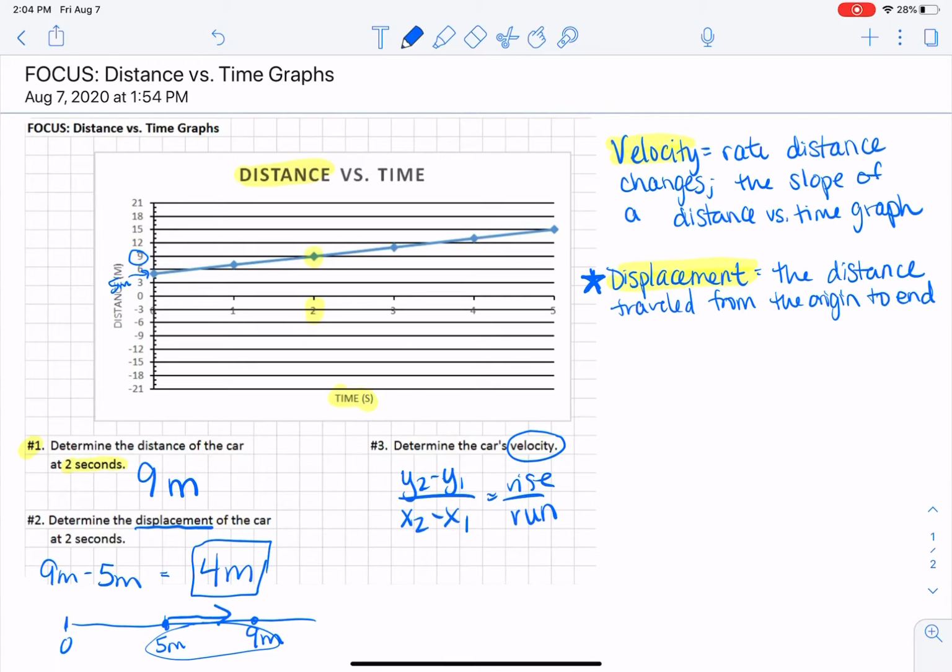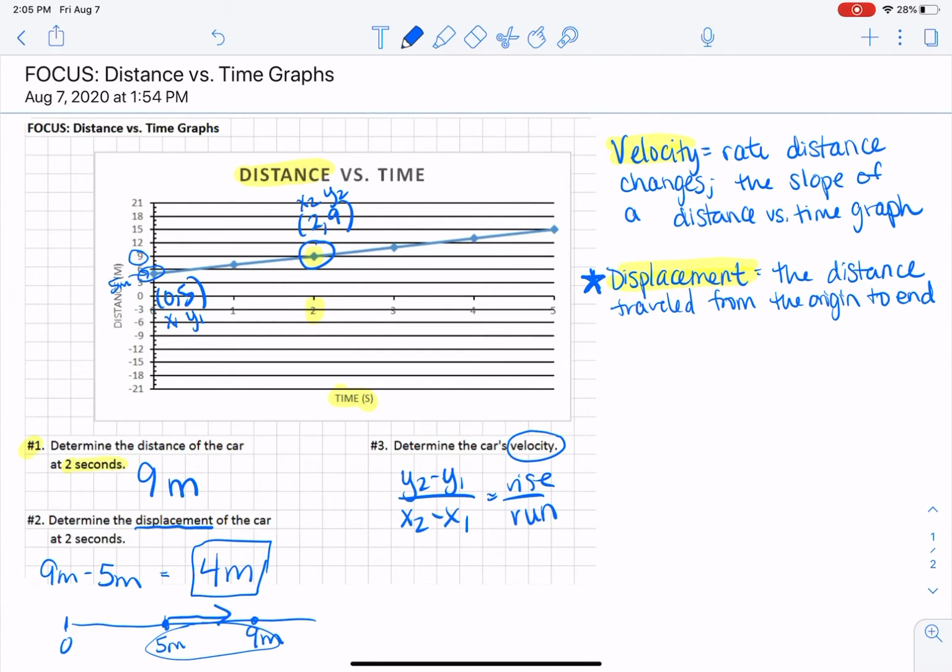So I'm going to just pick 2 points that are really easy to do. So I'm going to pick this point since we already know it. And you know what? I'm just going to pick the origin as well, because we already kind of know that one as well. So this point is 2, 9, and this point is 0, 5. And so this is y2, this is x2, this is x1 and y1.